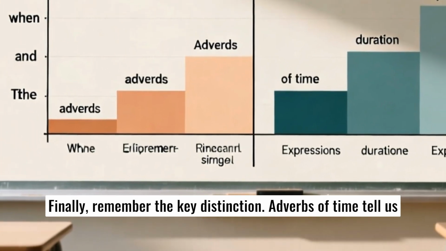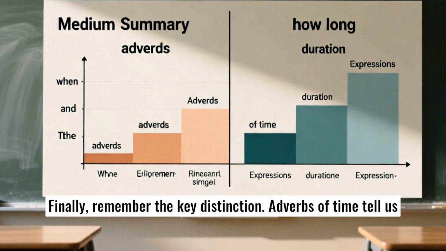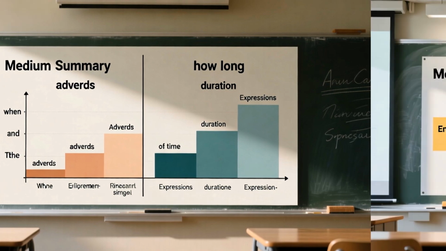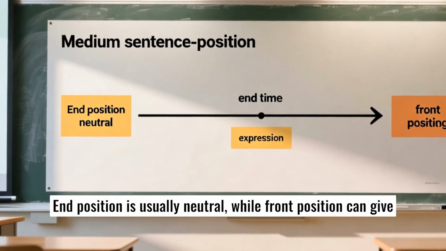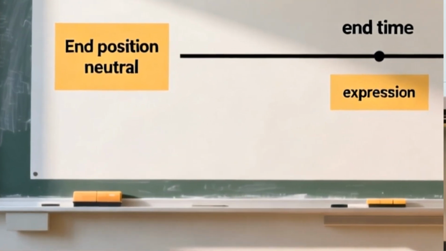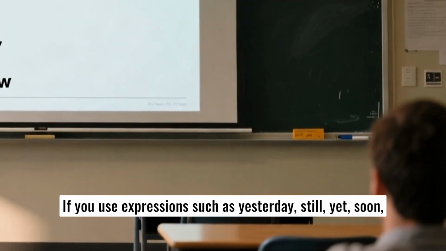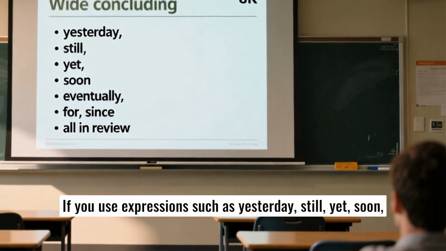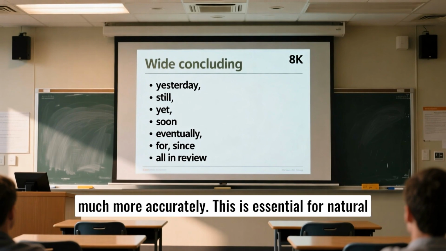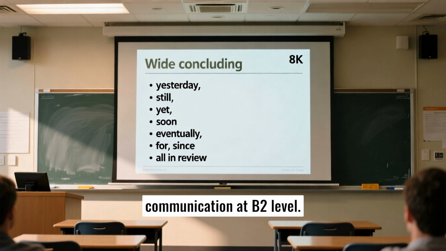Finally, remember the key distinction. Adverbs of time tell us when something happens, while duration expressions tell us how long it happens. End position is usually neutral, while front position can give greater emphasis to time. If you use expressions such as yesterday, still, yet, soon, eventually, for, since and all correctly, you will describe time much more accurately. This is essential for natural communication at B2 level.